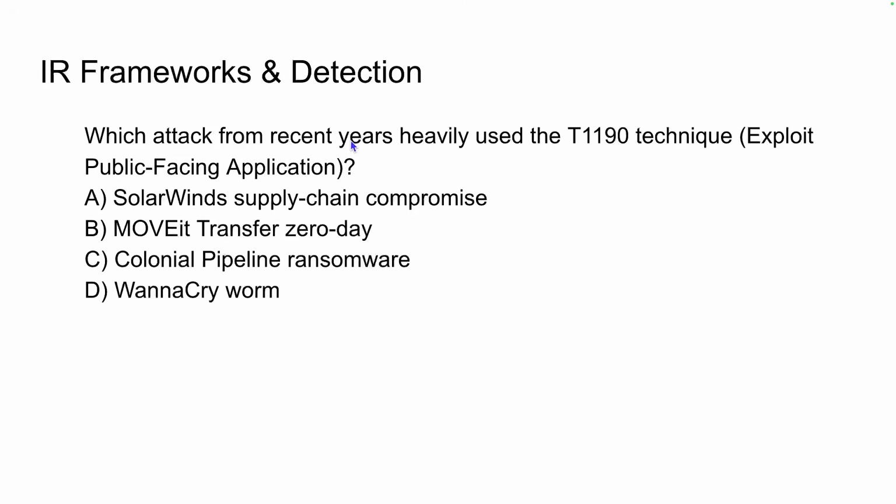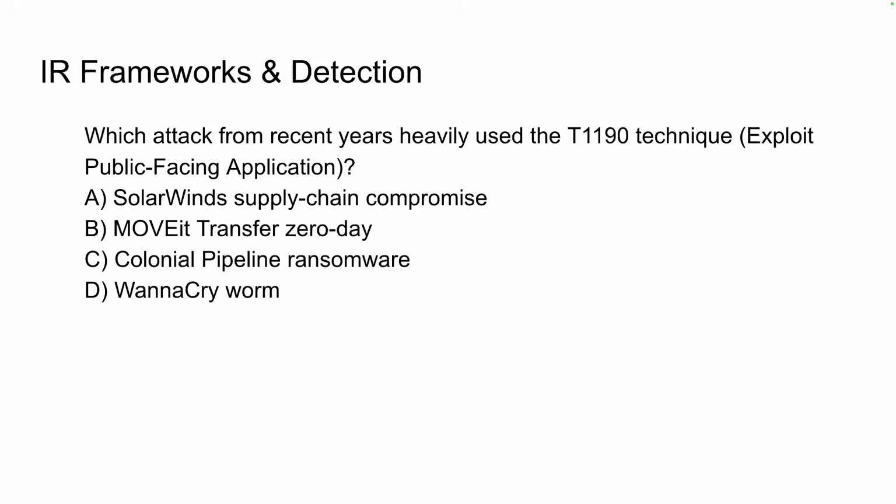Which attack from recent years heavily used the T1190 technique for exploiting public-facing applications? That was the one with MOVEit, the Transfer zero-day. The SolarWinds attack was a supply chain attack, so they weren't using a public-facing application. The Colonial Pipeline ransomware was through a phishing email, and the WannaCry worm was also not done through a public-facing application. That's also a really cool thing to go ahead and study if you haven't heard of it before.